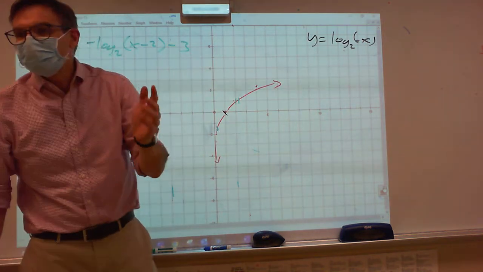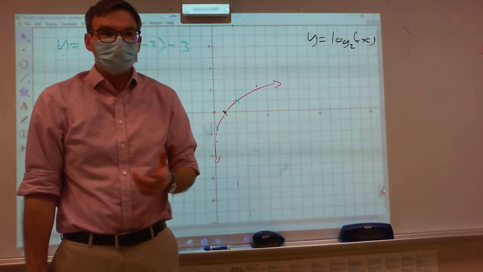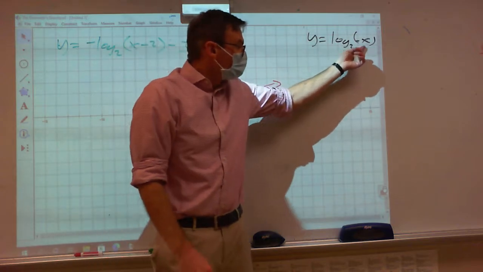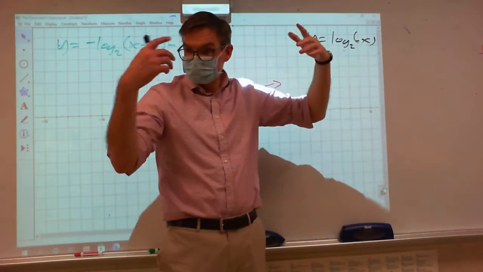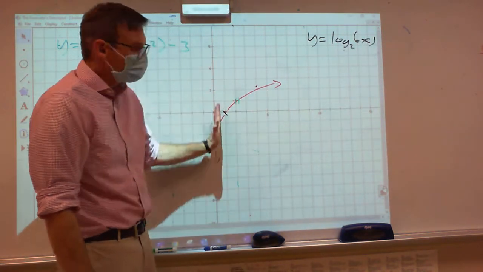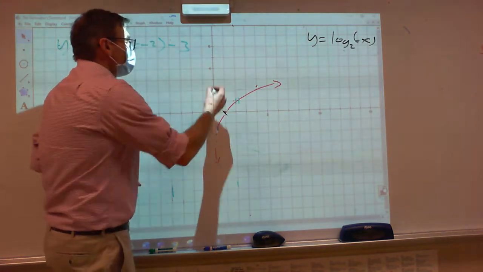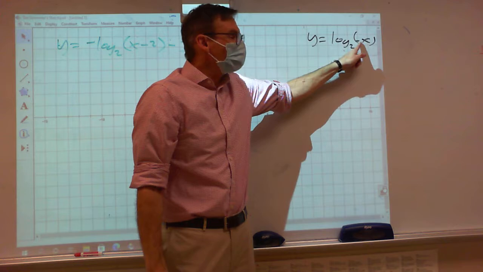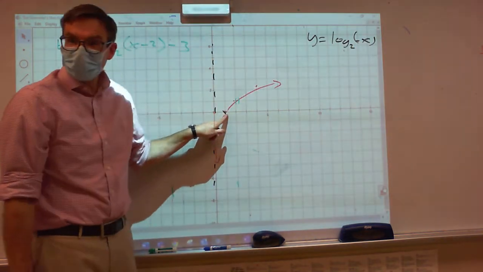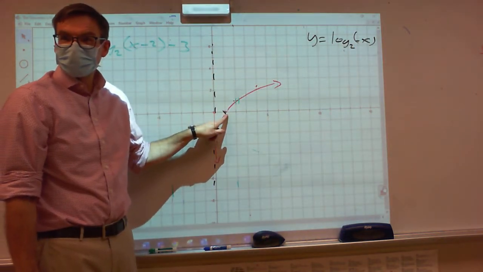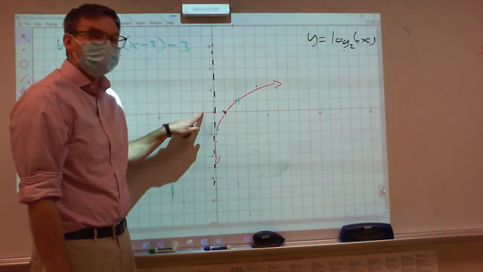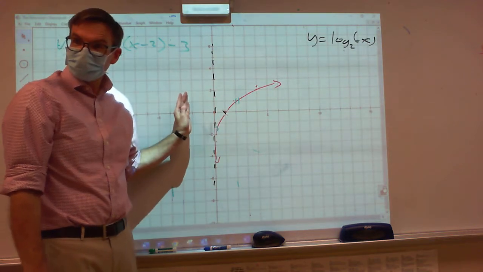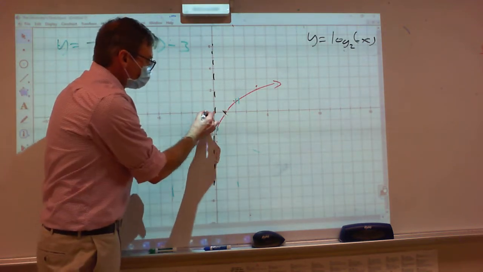Did our asymptote move any? No, because look, what makes that 0 is still 0, so the asymptote's still sitting at 0, right? But now what happens is instead of the special point being to the right, guess where the special point is now? It's to the left because we flipped it. And so our special point's to the left.